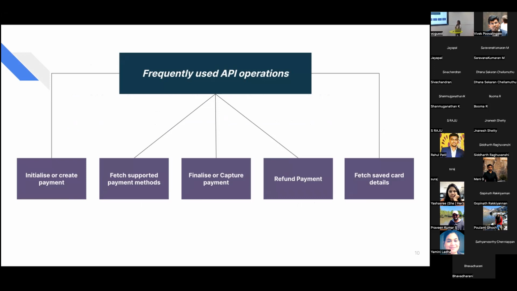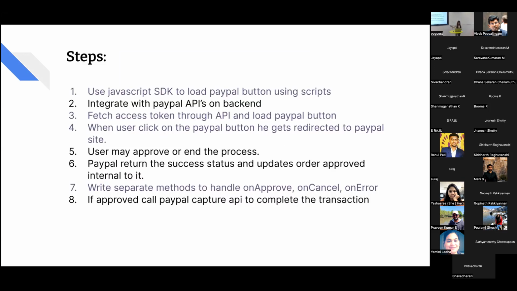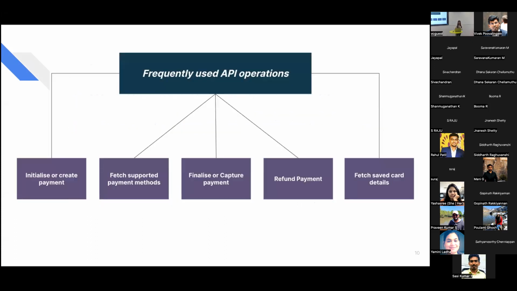So first is to initialize or create payment. One is to get access token, which I think we discussed in the last slide. Let's look at the initialize or create payment. In the previous slide I mentioned the sixth point. If you look at the sixth point, you can see that PayPal updates the order as approved internally, it holds that status within itself, right?